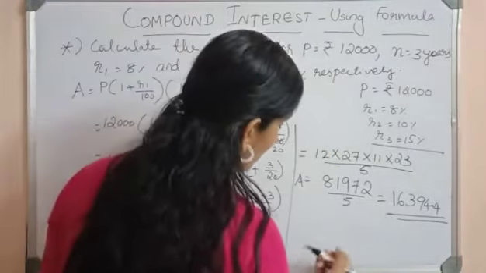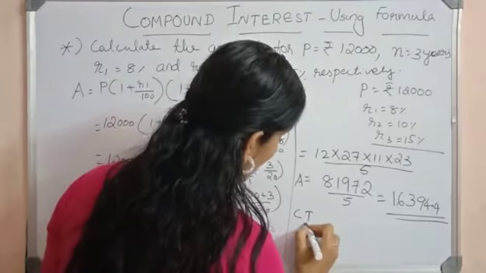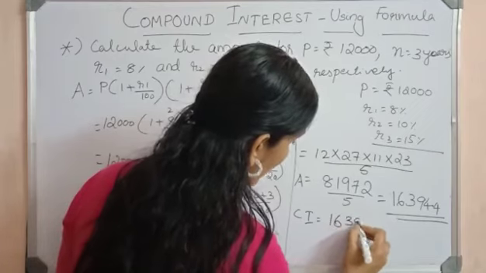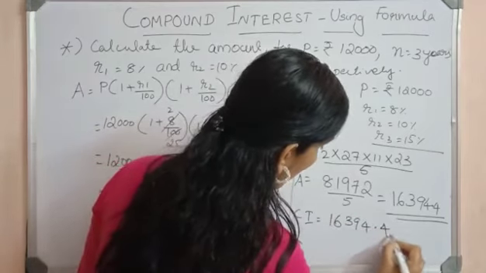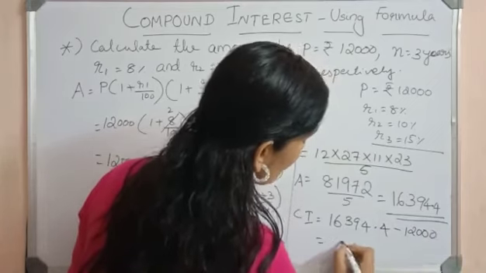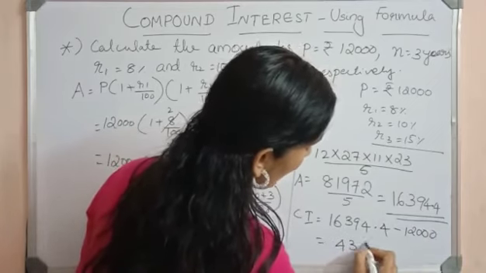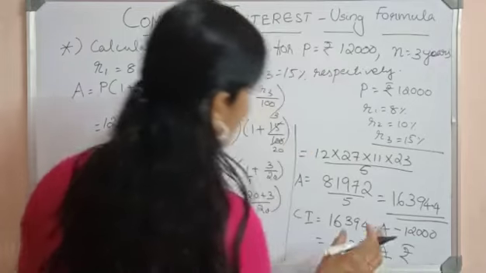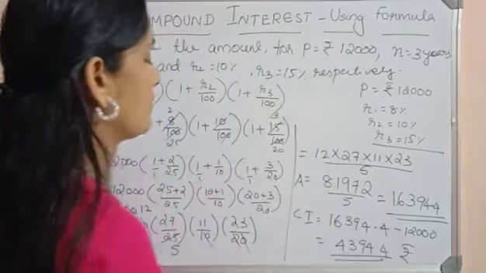If we need to find out the compound interest, we can find it as CI is equal to A minus P, that is 16,394.4 minus 12,000, and that is the same as 4,394.4, and this is the compound interest received after 3 years.